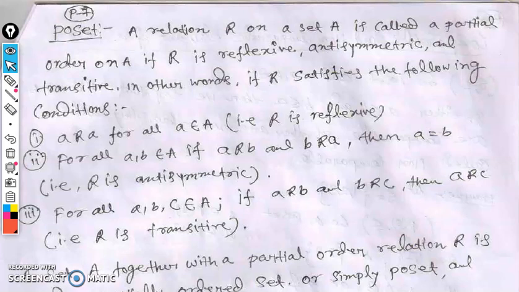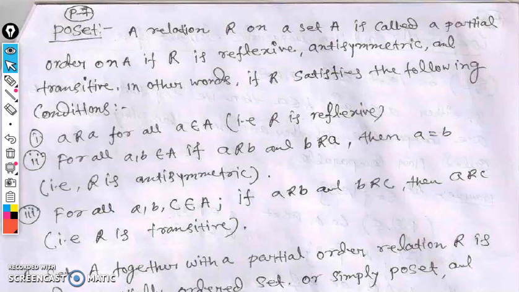If you can remember the last three lectures, especially the last lecture, we introduced relations which are reflexive, symmetric, transitive and anti-symmetric. If you forget this, please listen again to lecture number 3 to remember the reflexive, symmetric, transitive and anti-symmetric relations. There is another relation we introduced, the RST relation or equivalence relation.